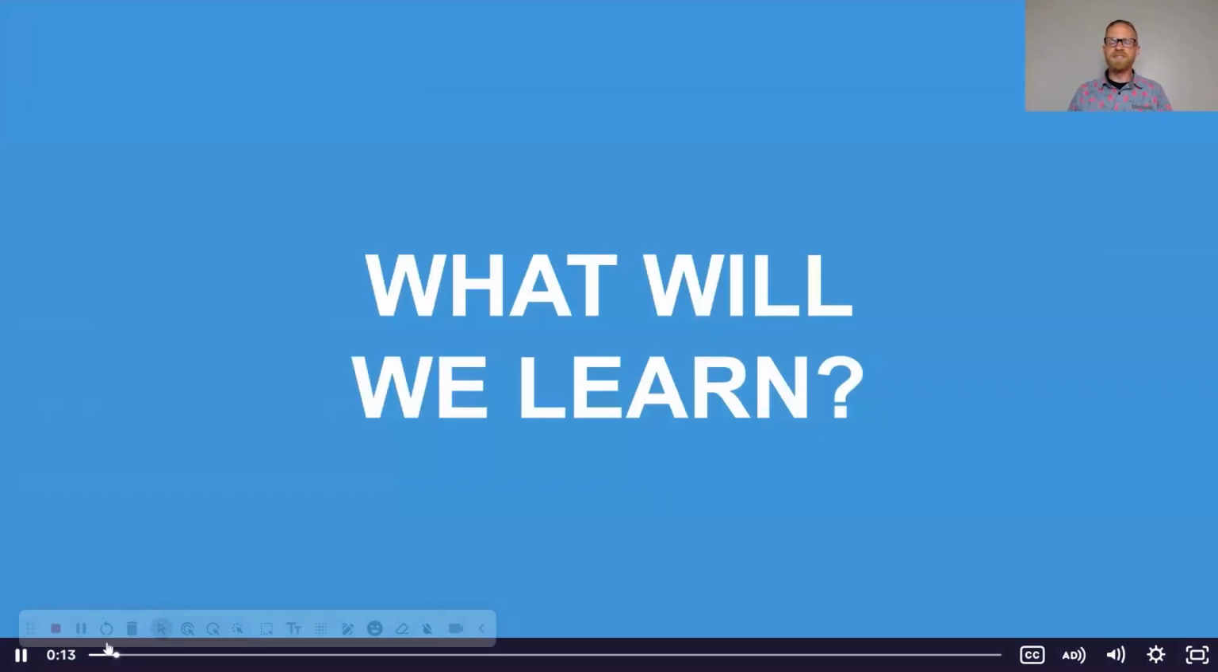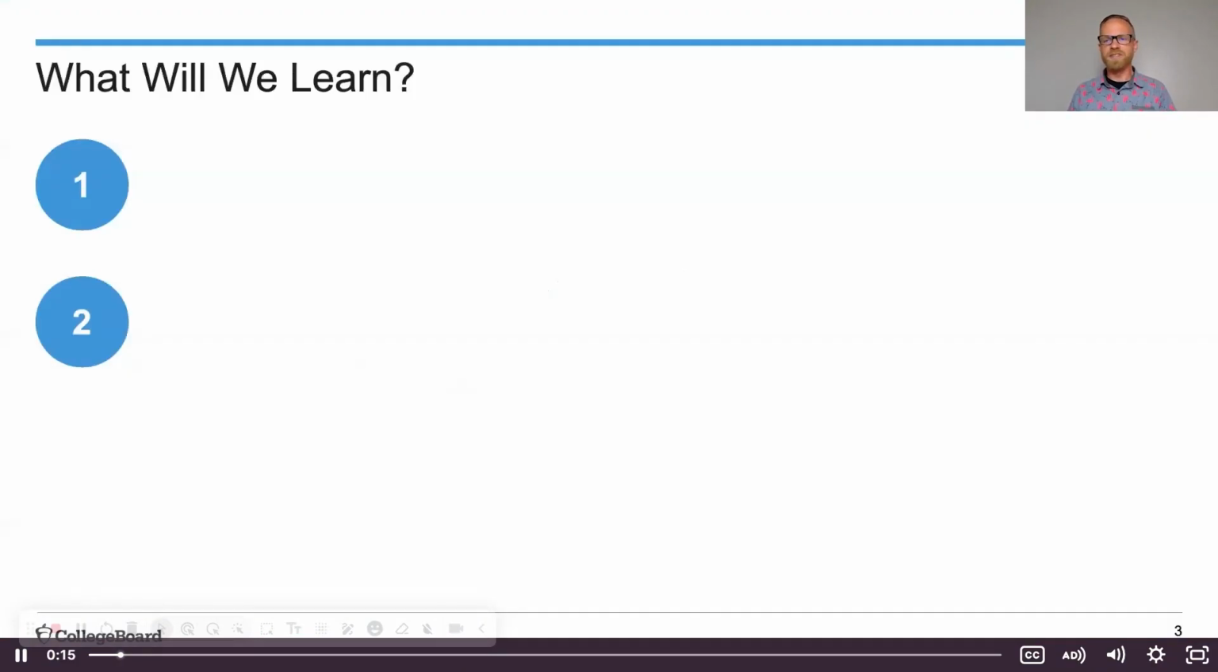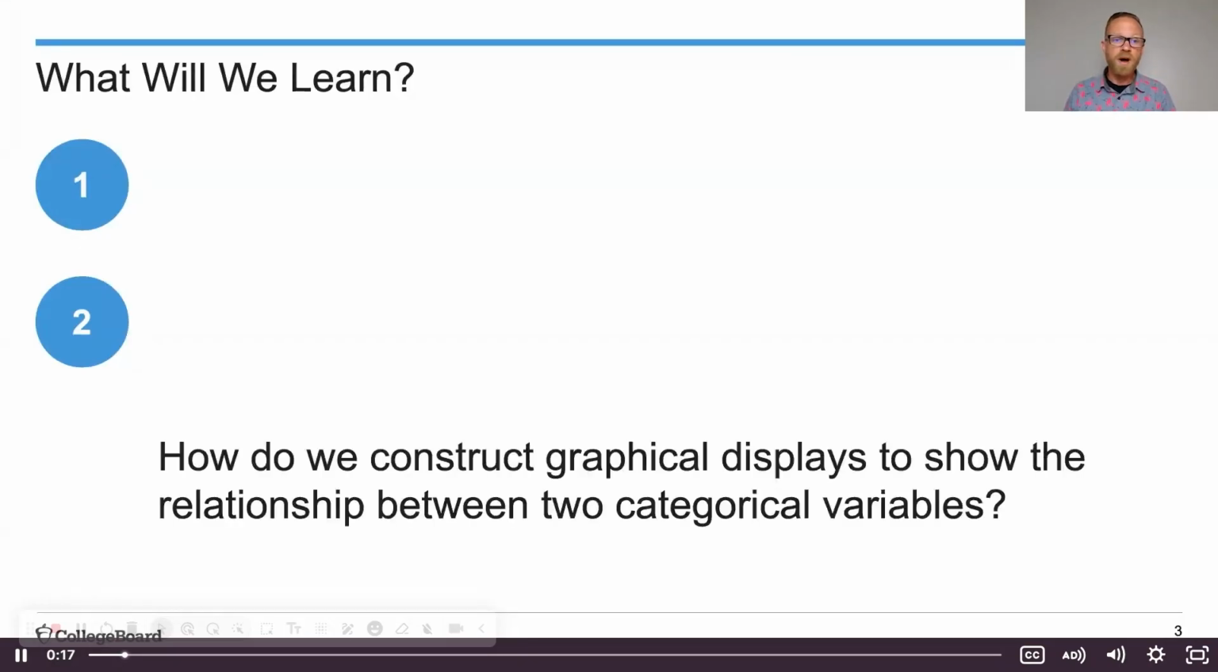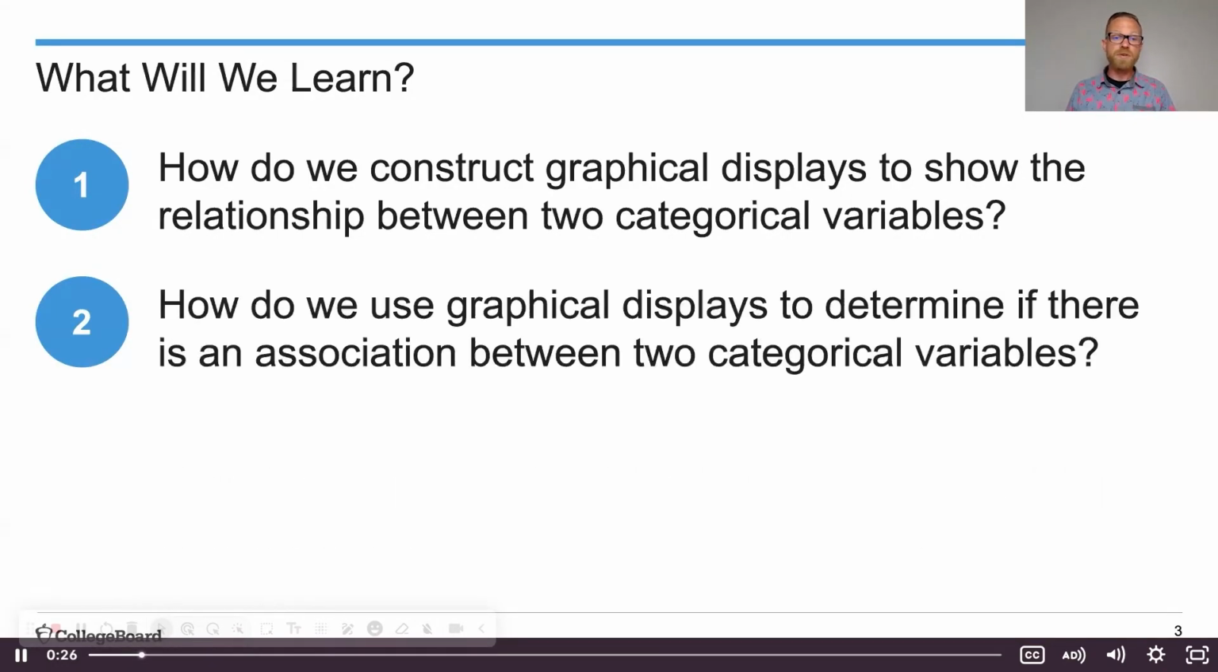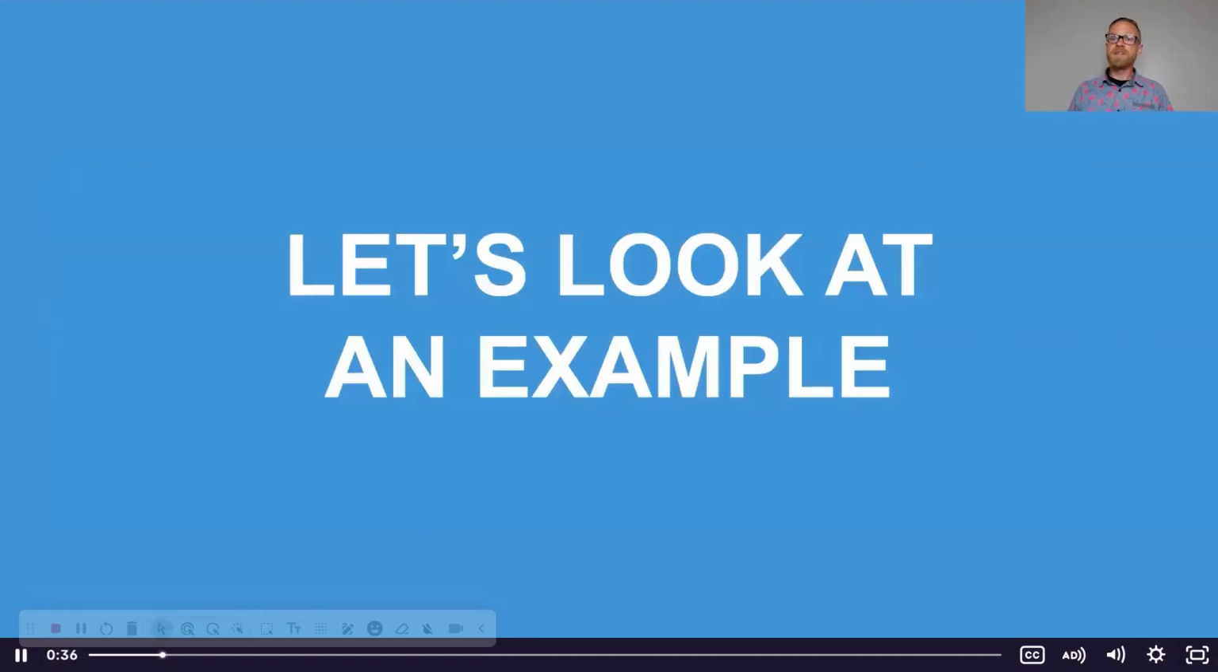So what will we learn? Let's start with two questions that we'd like to try and answer here. Number one, how do we construct graphical displays to show the relationship between two categorical variables? And number two, how do we then use that graphical display to determine if there is an association between those two categorical variables?